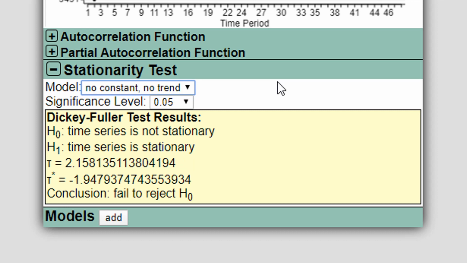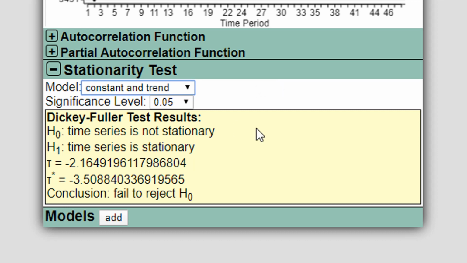For this data, because we have, I would probably say, constant and trend, I want to see if it detects that it's not stationary. So the null hypothesis is that it's not a stationary time series, and the alternative is that it is stationary. The conclusion it's going to give me is to fail to reject the null hypothesis. It used the Dickey-Fuller test.